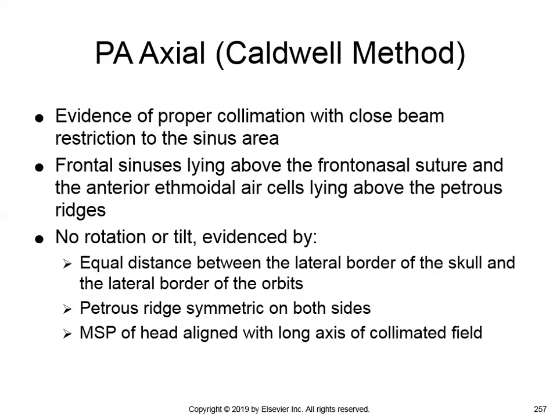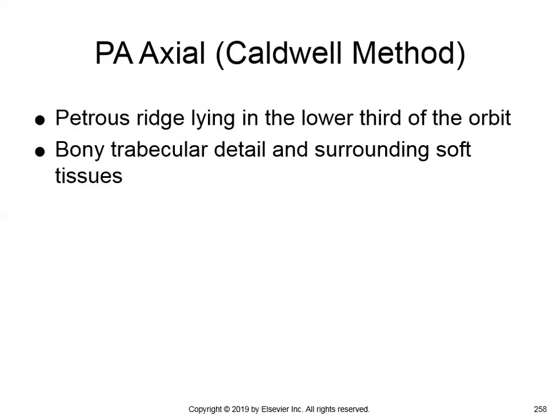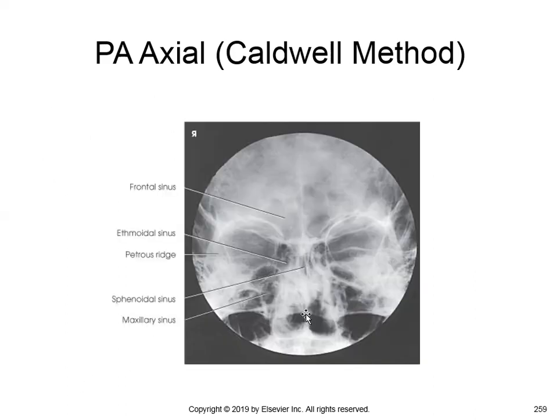So evaluation is going to be really the same, except for you've got the collimation. So the structures shown are going to be a little bit different, but really the evaluation for rotation and things like that remain the same as what they were for the other Caldwell. Petrous ridges in the lower third of the orbits, and what you should see is this. So again, you've got the sphenoid sinus through the nose. Can't make a diagnosis of that. The ethmoid sinuses just medial to the eyes. Can't make a diagnosis of that either.